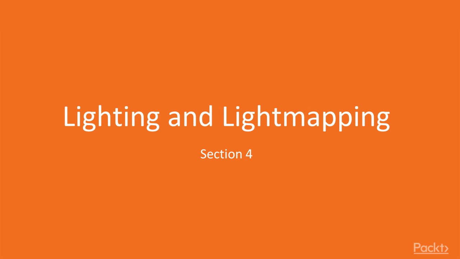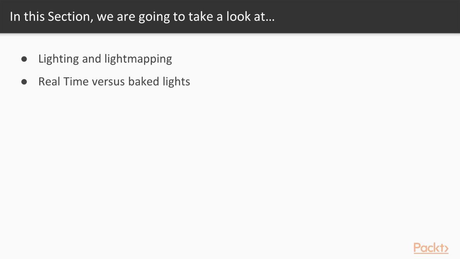In this section, we're going to take a look at lighting and light mapping. These are the different ways in which we can add lighting to the scene, control lighting levels, and control how lighting is calculated. We'll also take a look at real-time versus baked lights and what the difference is between them. How can we control how lights behave during gameplay, compared to what are the things that we can do in advance of gameplay to make the lighting look fantastic.